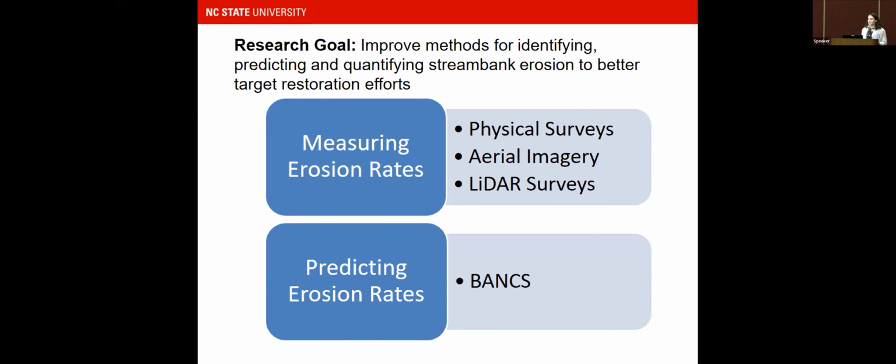My overall research goal is to improve methods for identifying, predicting, and quantifying streambank erosion to better target restoration efforts. This is through looking at different methods to measure erosion rates: using physical surveys, so going out in the field and setting up permanent cross sections, looking at aerial imagery analysis, and also looking at LIDAR surveys. It's also looking at predicting erosion rates using the BANCS method, the Bank Assessment for Non-point source Consequences of Sediment, which was developed by Dave Rosgen, and it's composed of your Bank Erosion Hazard Index, your near bank stress, and measured erosion rates.